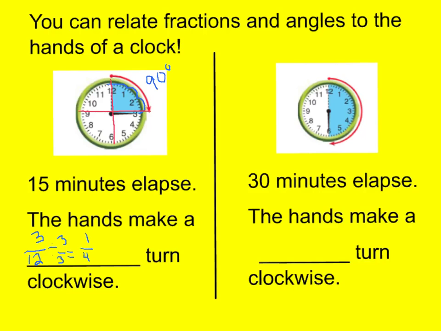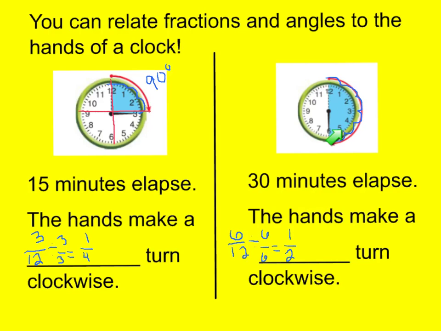Let's look at our next clock. We have here that it started here and it went to the right. So that means it went clockwise, and 30 minutes has passed. So we know that our clock is divided into 12 equal parts, and we have 1, 2, 3, 4, 5, 6 parts shaded. I can simplify 6/12 by dividing it by the greatest common factor, which would be 6, and that would get me 1/2, because 6 is half of 12. So I can see that it made a 1/2 turn, didn't it? Because half of my clock is shaded.